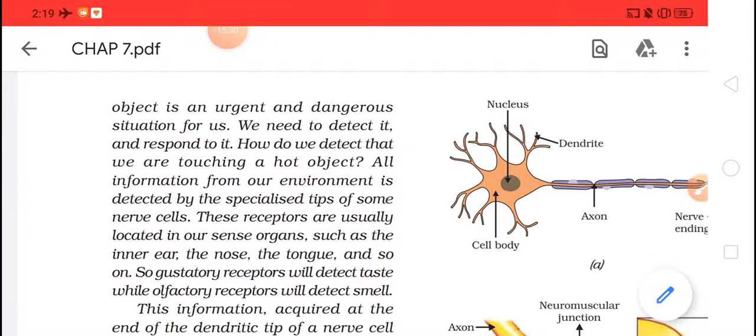Nose. If you smell a rose, suppose your eyes are closed and you smell a rose. Inside your nose again you will have receptors. The receptors will receive the smell and carry it to your brain, and your brain will tell you that this is the smell of a rose. So inside your nose also you have receptors, and inside your eyes also you have receptors.